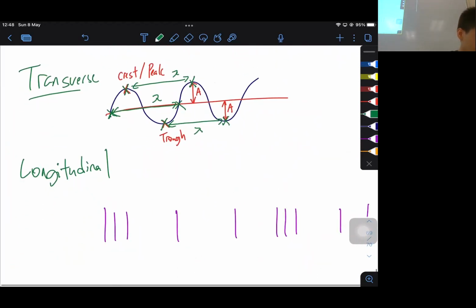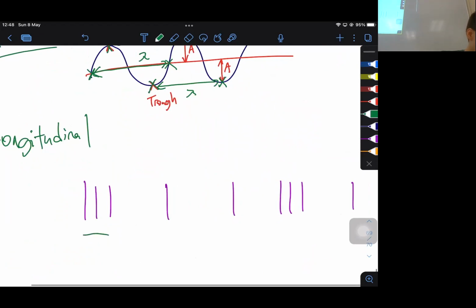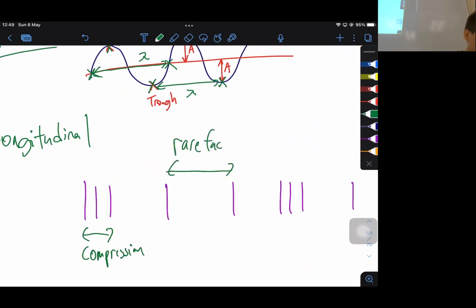Then after that, longitudinal wave. This part here, where the waves are very close together, is known as a compression. Very good. And the part that is very far apart is known as a rarefaction. Right, rarefaction. Basically, in your IGCSEs, if they talk about longitudinal waves, most of the time they'll ask you to explain what a compression is and what a rarefaction is.